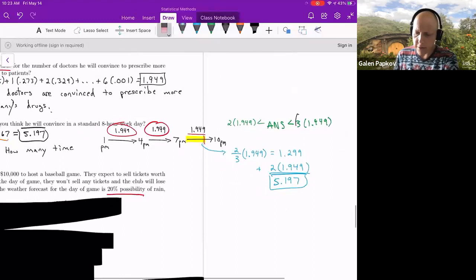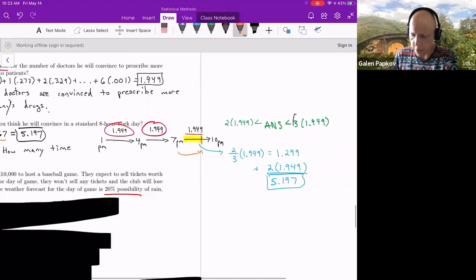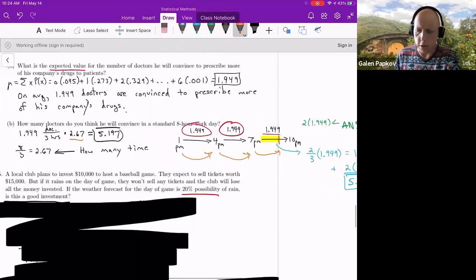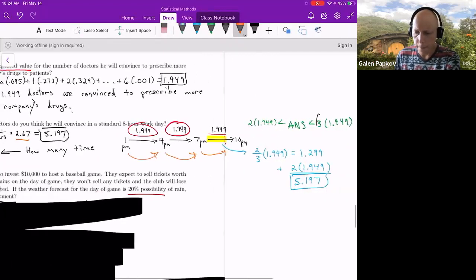All right, so here's another visual to show intuitively how you might get it: from 1 to 4, which is a 3-hour period, 1.949 doctors, another 1.949 for the second 3-hour period, and then you've got part of that for the third, and you add up each of those sections and you'll get 5.197. So there's the more mathematical side, and then there's a more intuitive one, and both are fine.